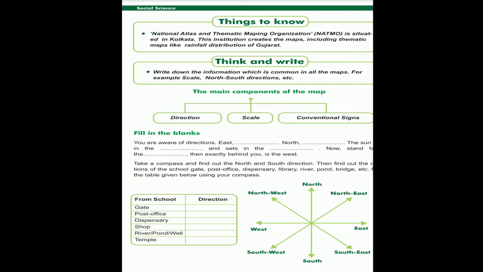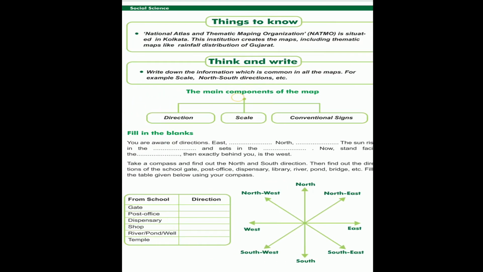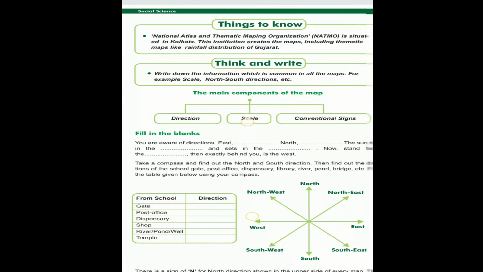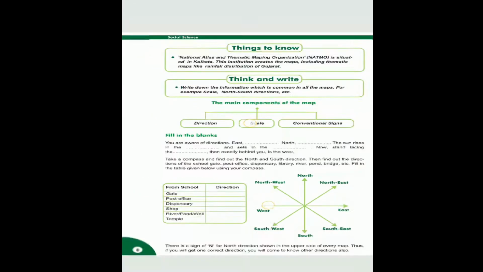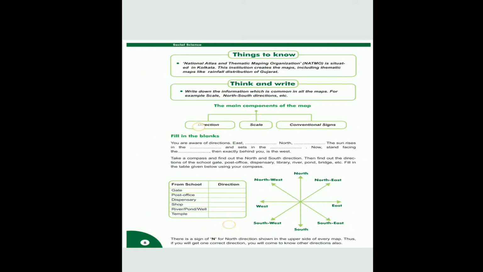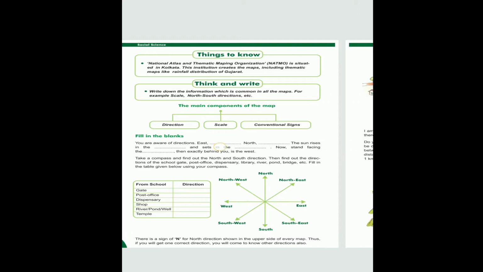You are aware of the directions east, west, north, south. The sun rises in the east and sets in the west. Now stand facing the sun. Exactly behind you is the west. So by this we can know, if we stand facing west, then the opposite side of us will be east. Now there is a sign of N for the north direction shown on the upper side of every map. Thus if you get one correct direction, you will come to know the other directions as well.